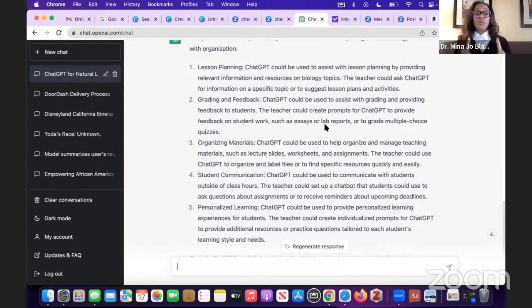And I do like the idea, let me finish the second one. It says the teacher could create prompts for ChatGPT to provide feedback on student work, such as essays or lab reports, or to grade multiple choice quizzes.